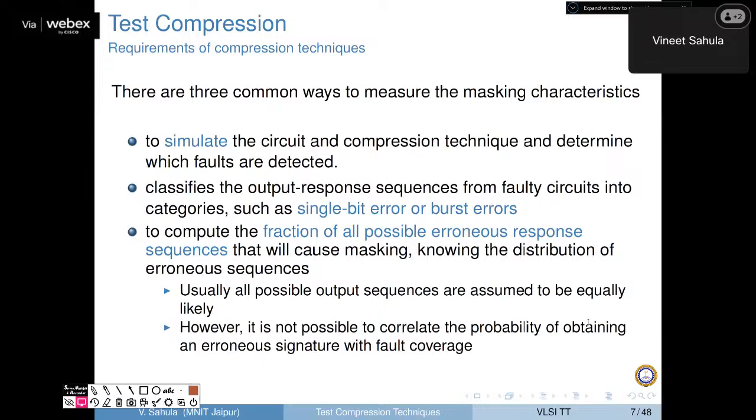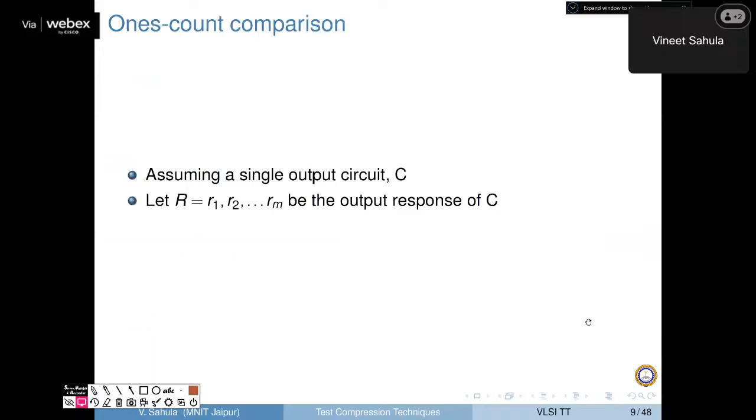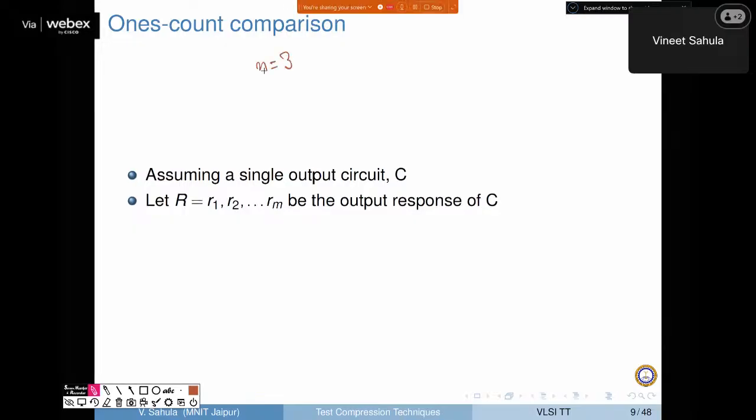I will skip this for a moment and come back to ones count. So how do we do that? The first way of compression: count the number of ones, that's all. So if you have a golden output, say n equal to 3, the inputs are 3 bits. We usually don't apply 0, 0, 0, right? So how many patterns? 2 to the power n, but I'll apply 7 patterns, 2 to the n minus 1. So my output length would be 7 bits.